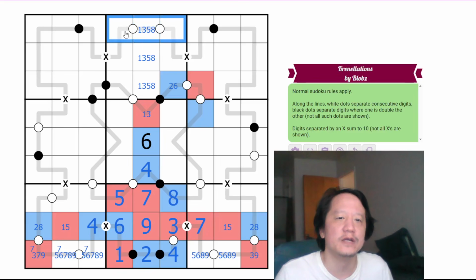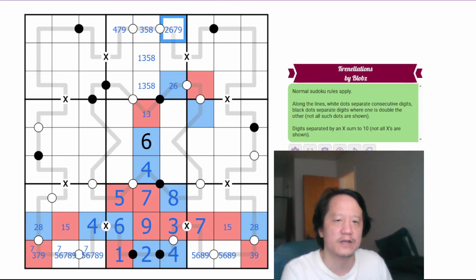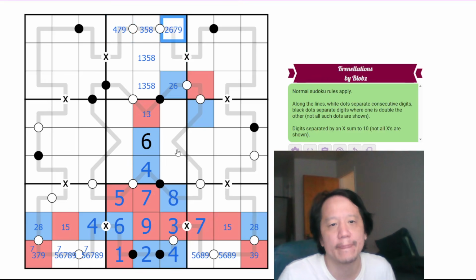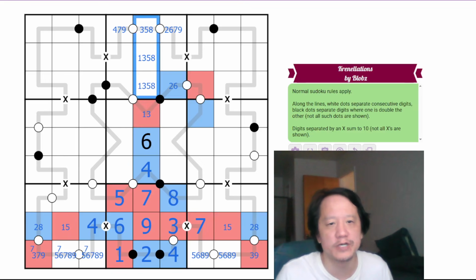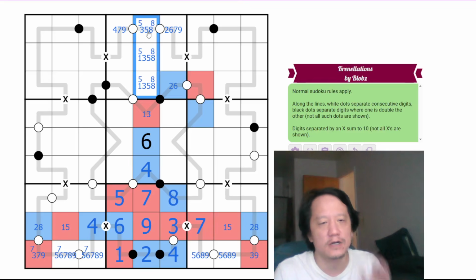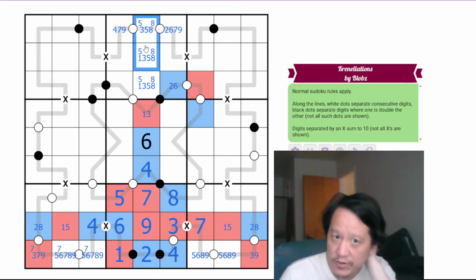1 cannot be consecutive with 2 other unique digits because it's only consecutive with 2. So we could have 3 here. This can't be 4 because of 4 in the column, so that would be 2 there and 4 there. 5 can have 4 and 6. Again, 4 can't be here, so 4 would be there, and that would be 6. And 8 can be consecutive with 7 or 9, which any of those could be. Okay. So we're guaranteed an 8 here in column 5 and a 5 here in column 5.